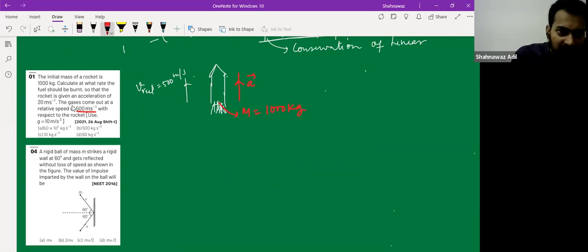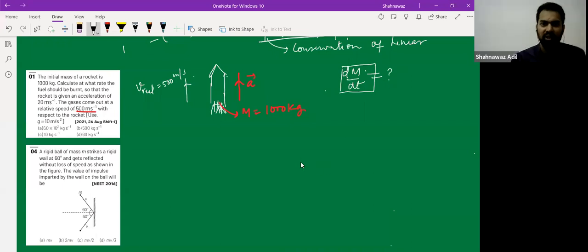The gases with respect to the rocket, we have to use G. So what we have to calculate is the rate of fuel burned. So we have to calculate dm by dt, right? Understood this part? Yes, sir.